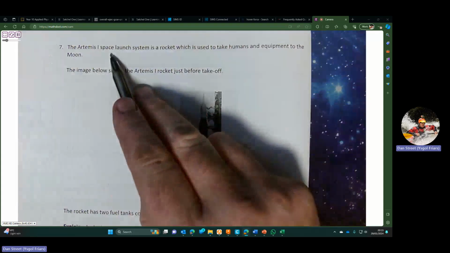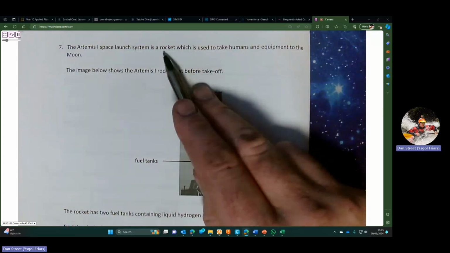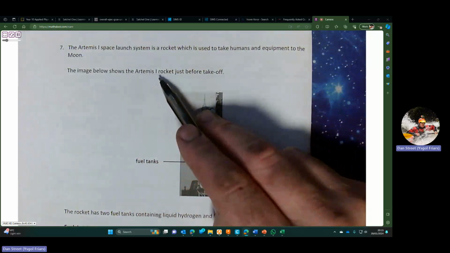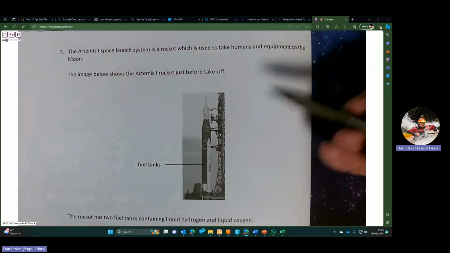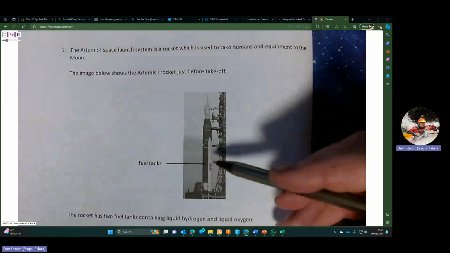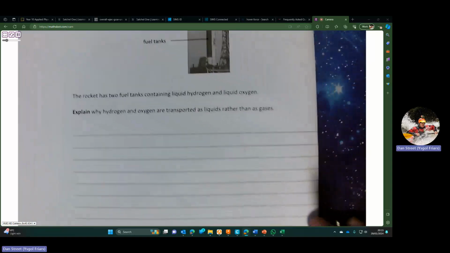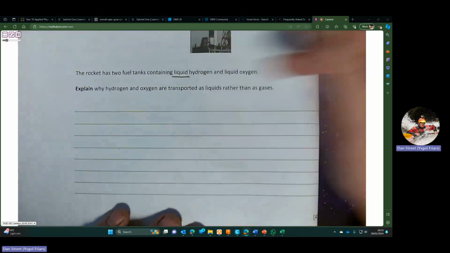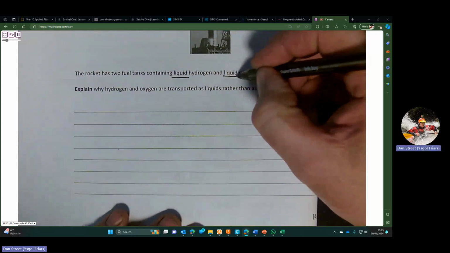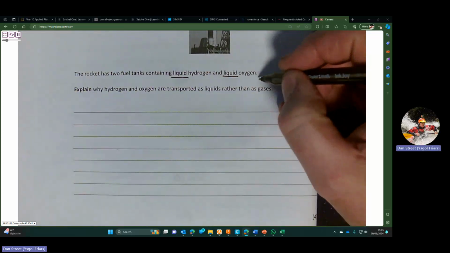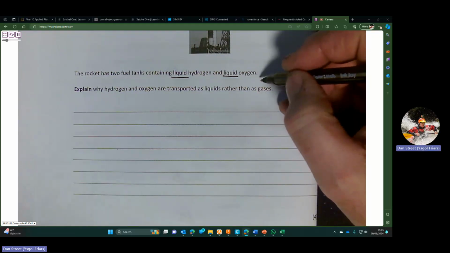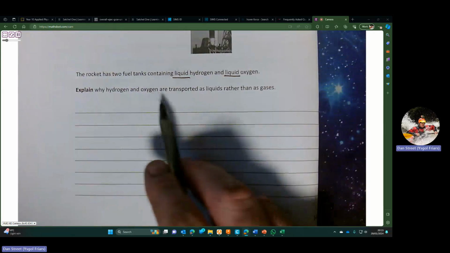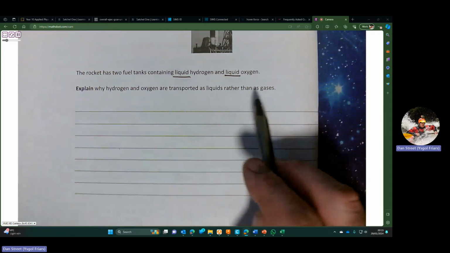So the Artemis 1 space launch system is a rocket which is used to take humans and equipment to the moon. The image below shows the Artemis 1 rocket just before takeoff. And we've got the fuel tanks labeled in the diagram, and it says the rocket has 2 fuel tanks containing liquid hydrogen and liquid oxygen. Now you might be familiar with oxygen as being a gas, so they have to compress it and cool it, turning it into a liquid. Explain why hydrogen and oxygen are transported as liquids rather than as gases.